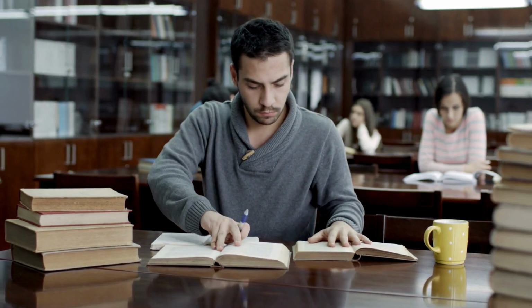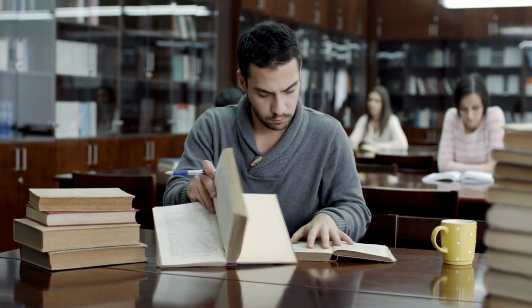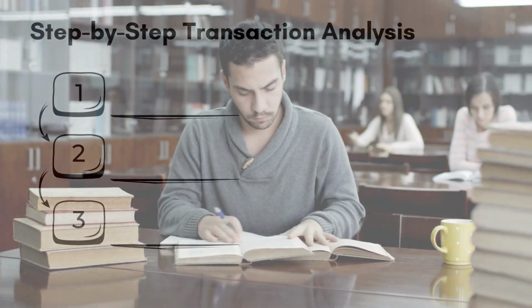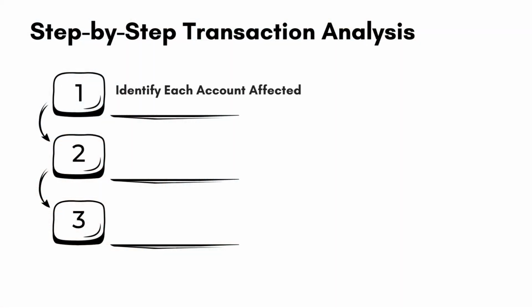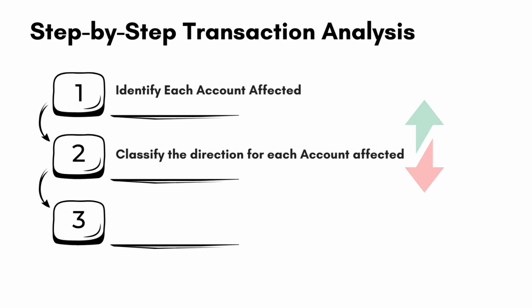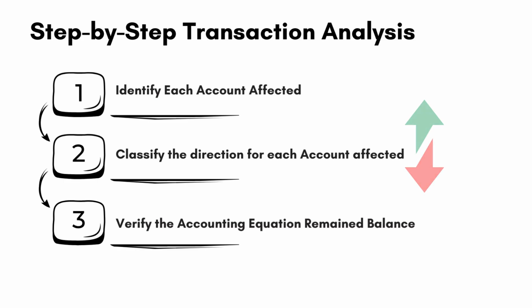Now, we move on to step-by-step transaction analysis to see how to record a transaction. First, identify each account affected by a transaction. Second, classify the direction for each account being affected. The direction here means increase or decrease the balance of that account. Third, verify whether the accounting equation remained balanced. That is, the change in assets equals the sum of the change in liabilities plus equity.